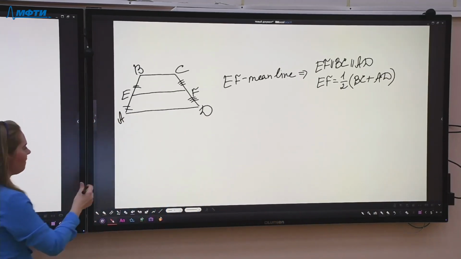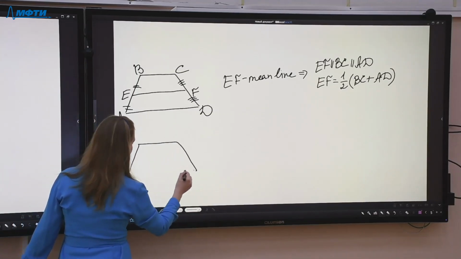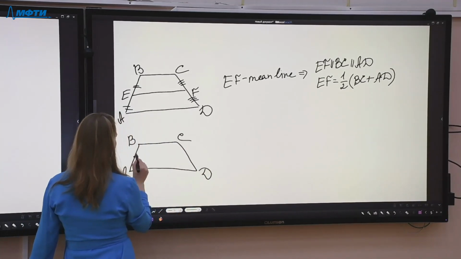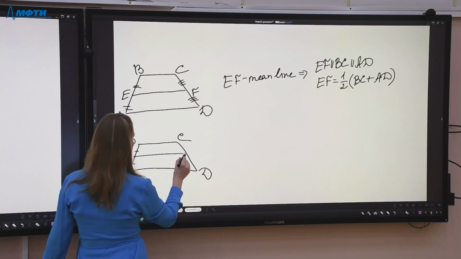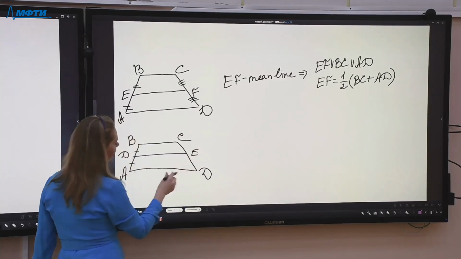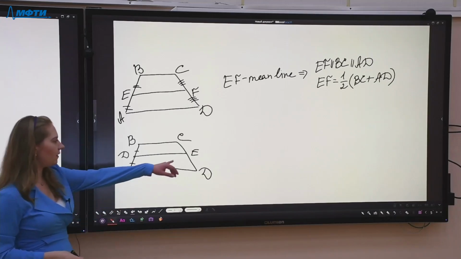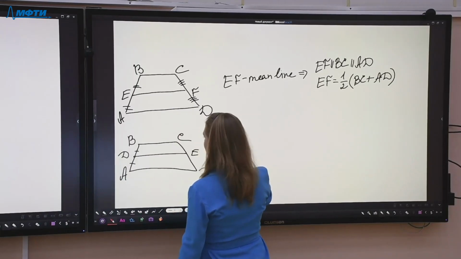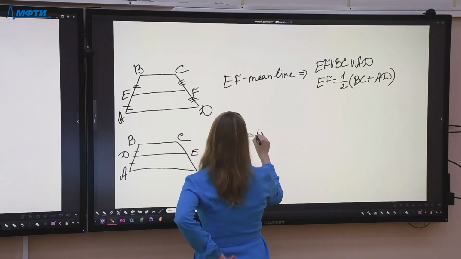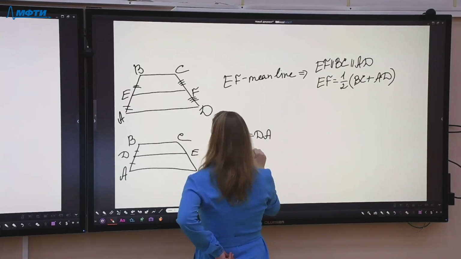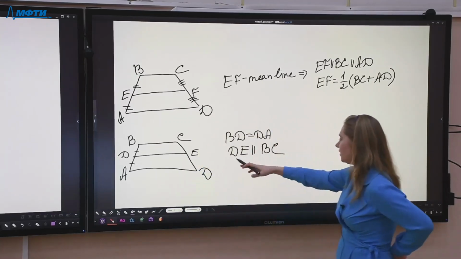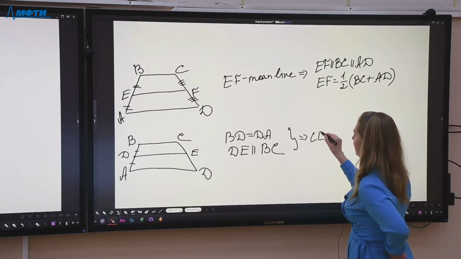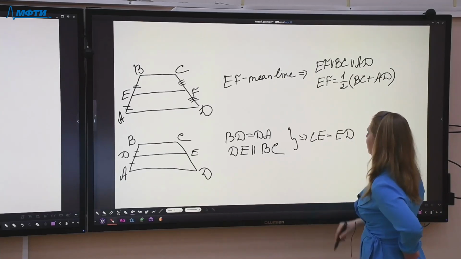And vice versa, if we take a midpoint of one leg of this trapezoid ABCD, let's take a midpoint here, and if we draw a line which is parallel to the bases, we know that this point will be a midpoint of CD. So if BE is equal to EA, if EF is parallel to BC, or we can write that EF is parallel to AD, it means that CF is equal to FD.